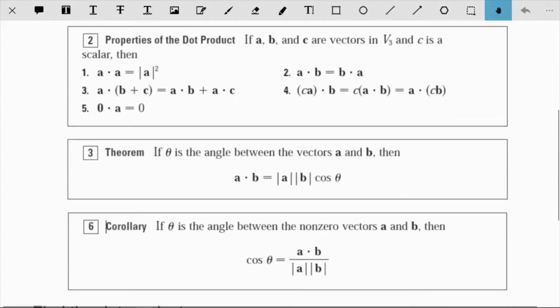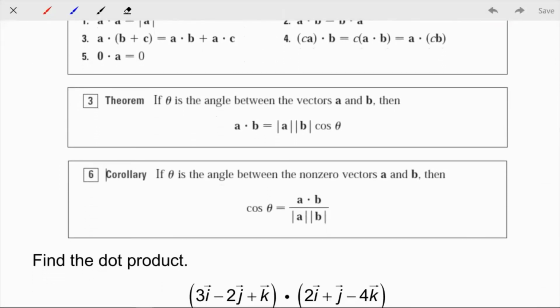Okay, so I'm going to skip down here to theorem 3, because this is really the important part of the dot product. When I find a dot product, notice what it actually means. It means I'm taking the magnitude of vector A times the magnitude of vector B times the cosine of the angle between those 2 vectors. So really the number one use for dot product for us is going to be finding the angle between 2 vectors. Okay, so we'll come back to that in just a second.